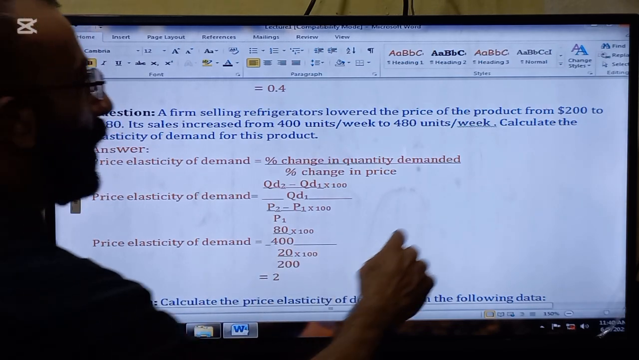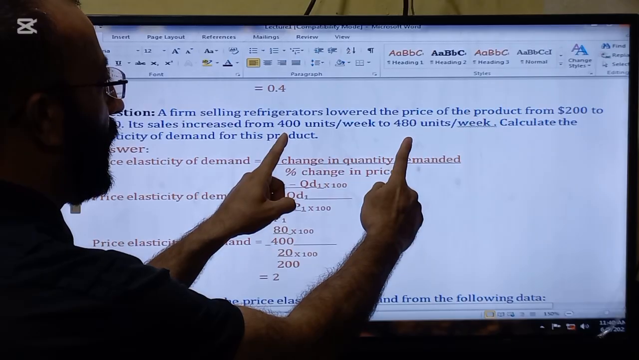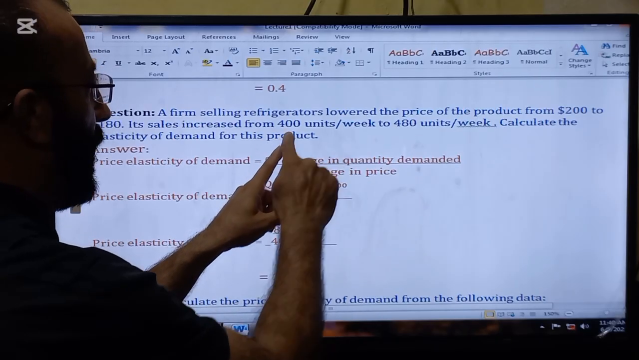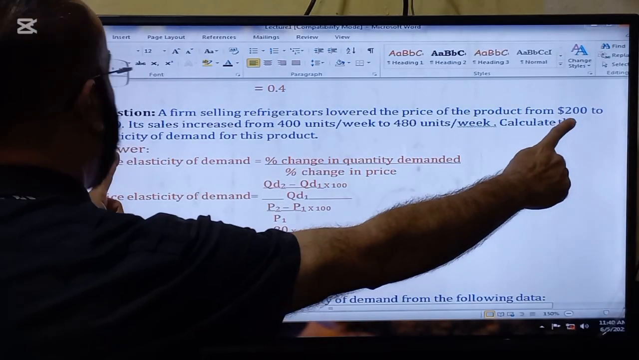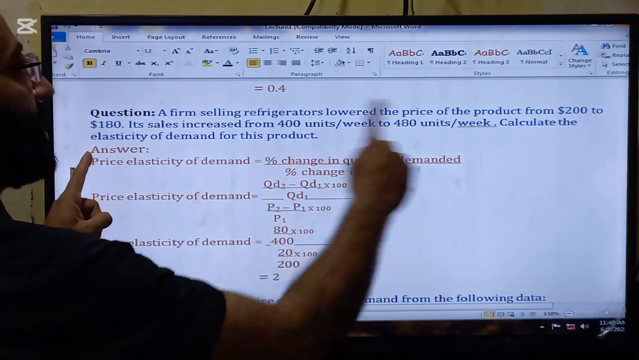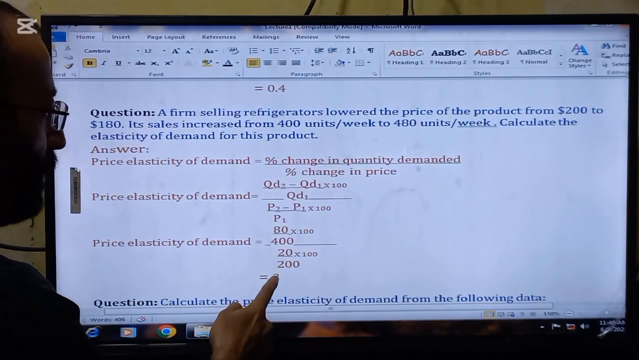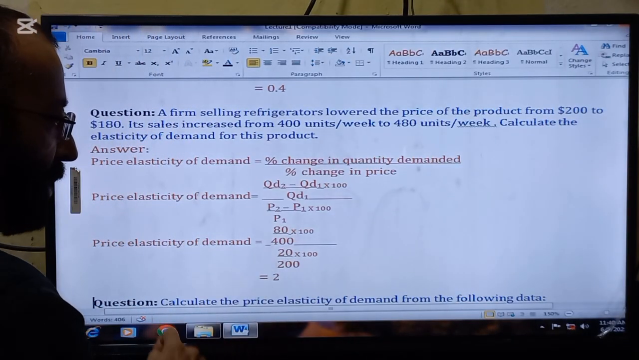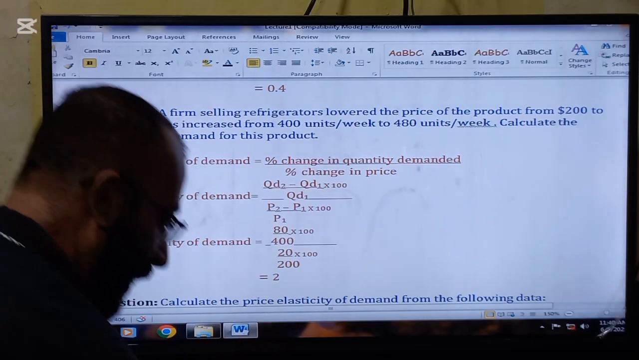Now, these are the quantities. The change in the quantity demanded is 80. This is the original, so 80 over 400 will be placed in the numerator. And these are the prices. So change in price is 20, and this is original, so 20 over 200 will be placed in the denominator. The 100 will be cancelled. Solve the remaining portion mathematically. You will get the answer.